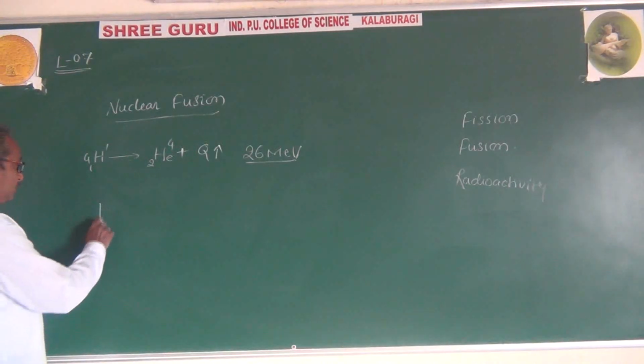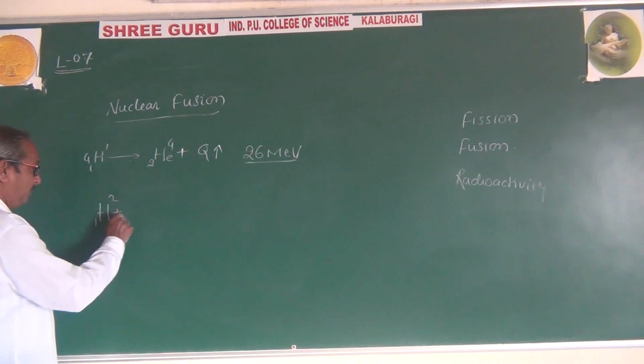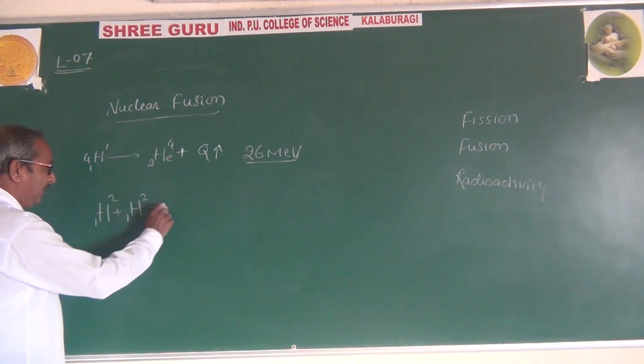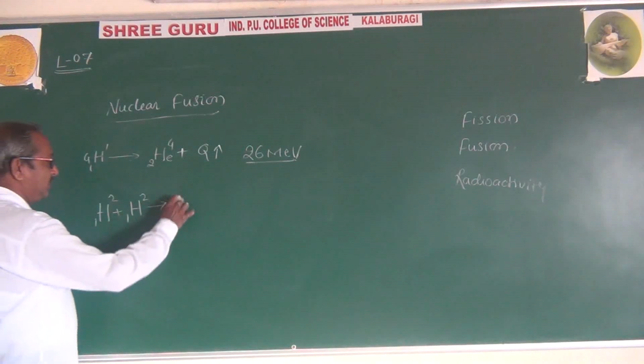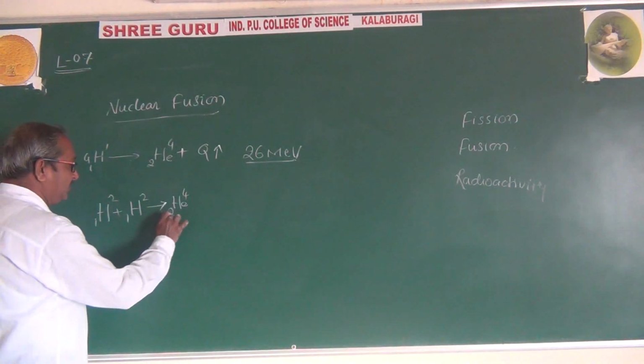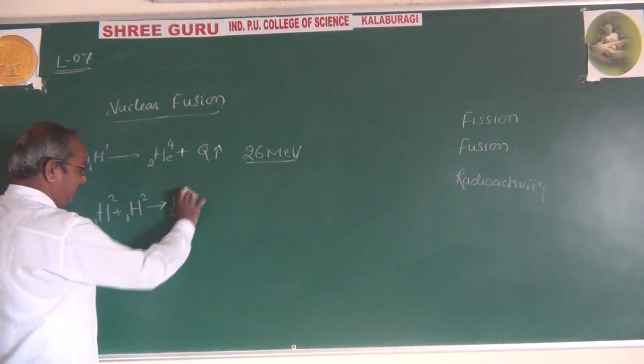Sometimes two deuterons combine to form a helium. Two deuterium combine to form a helium, and there also the energy will be released. Here also the energy will be released, and that energy is somewhat smaller than this one.